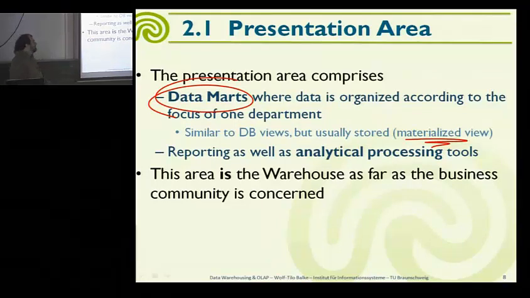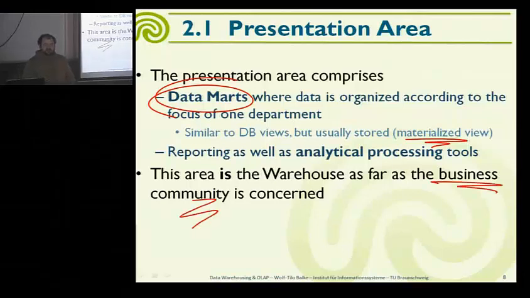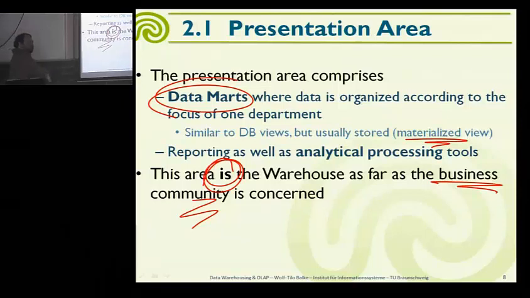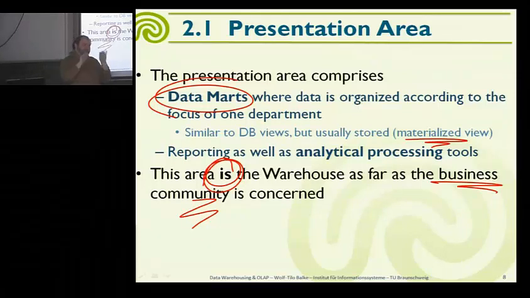On these data marts, you can run the reporting tools for the different departments, and specialized analytical processing tools that really work with data that the users need. And as far as the business community is concerned, this area basically is the warehouse. They don't care about all this big data store, this big staging area and blah, blah, blah. They want the data mart. They want their data prepared for them, prepared for what they're trying to do, right? This is business people. They don't care about what's under the hood. They just want the beautiful car, right?